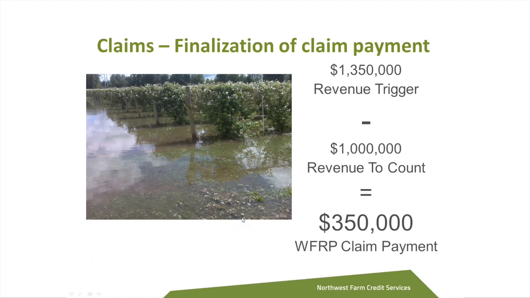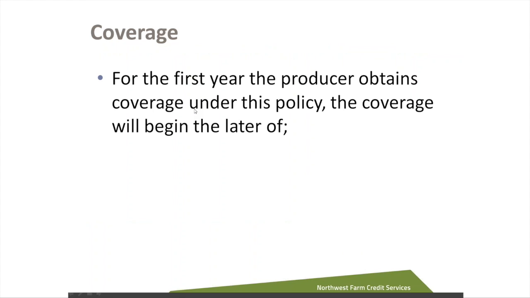So for example, if our revenue trigger was $1.35 million and you only had revenue off those crops that you harvested in your tax year, the payment would be $350,000. This was a big change. They went from a net payment rate to a 100% payment rate with this whole farm revenue.